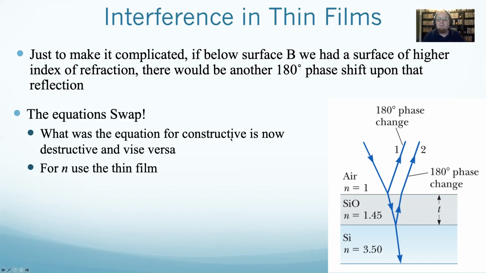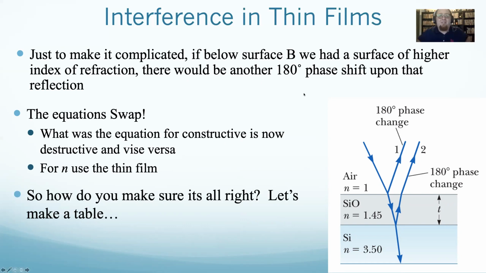Now it's going to be going the opposite way. In my equations before, the one for a bright spot is now the one for a dark spot, and the one for a dark spot is now the one for a bright spot. All those equations go out the window and have to shift. This gets annoying, so how we're going to deal with it is we're just going to put it in one table.